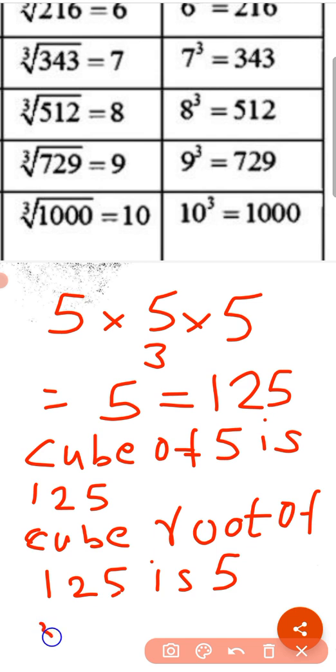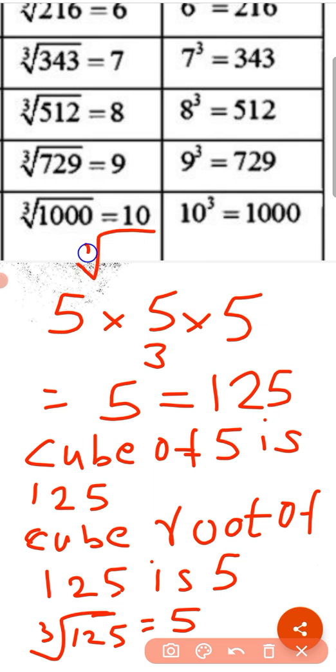We can write it as cube root of 125 is equal to 5. Write the radical symbol first and a small 3 like this. Then write the number inside the radical symbol. Read it as cube root of that number.